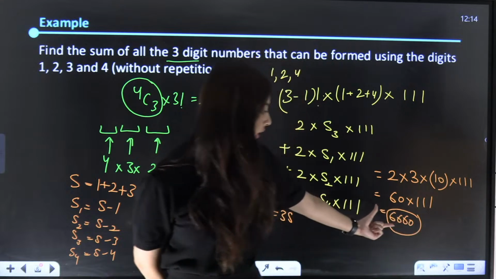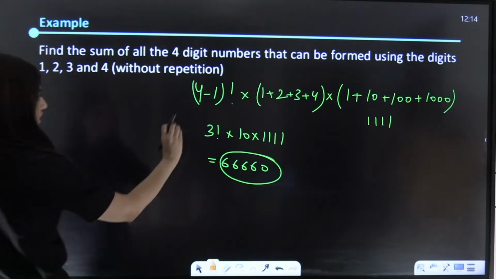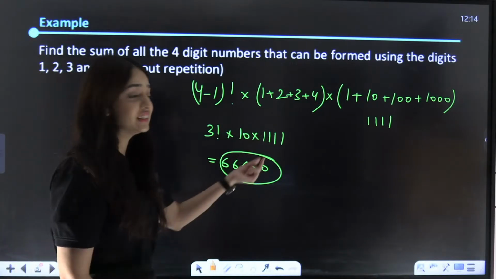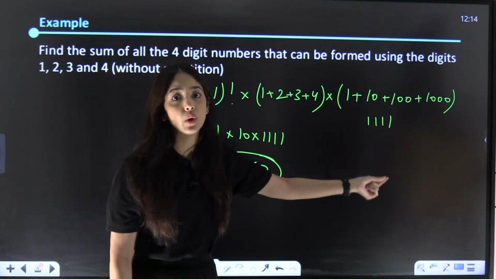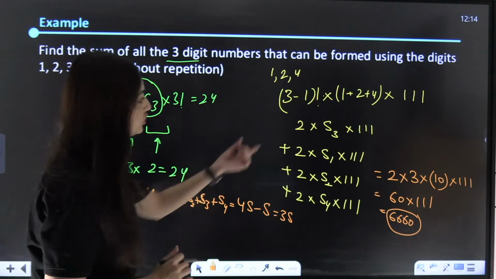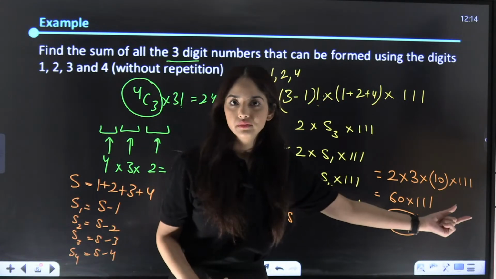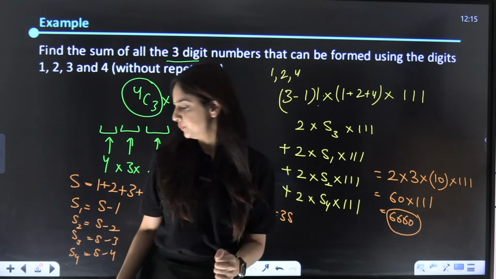So, if you see, this is similar to the previous question, 60 into, except the number that we were multiplying it was 1111 because it was a 4-digit number, and in this case it's a 3-digit number, so 111. Do not memorize, just understand logically how we can do it.